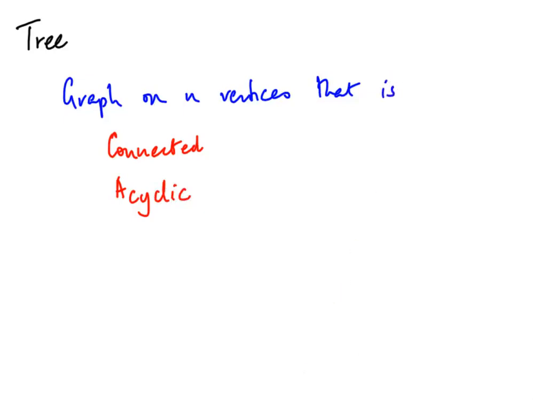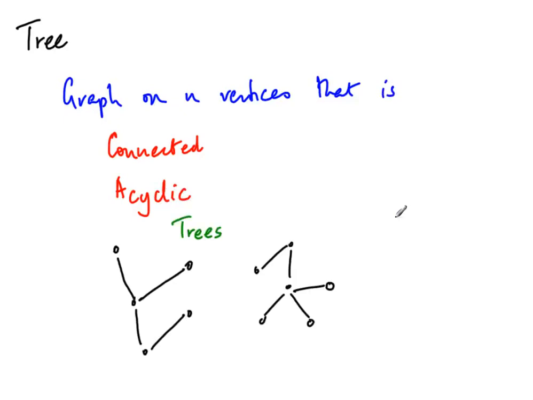So let's look at a couple of examples of trees. So here are two trees. In each of them you can see that the nodes are all connected to each other. From any node you can go to any other node by following a path, and none of them has any cycles. You can't start at any node and walk around and come back to the same node.